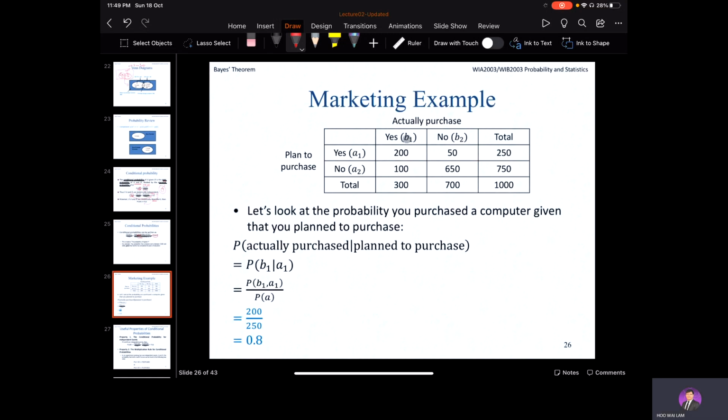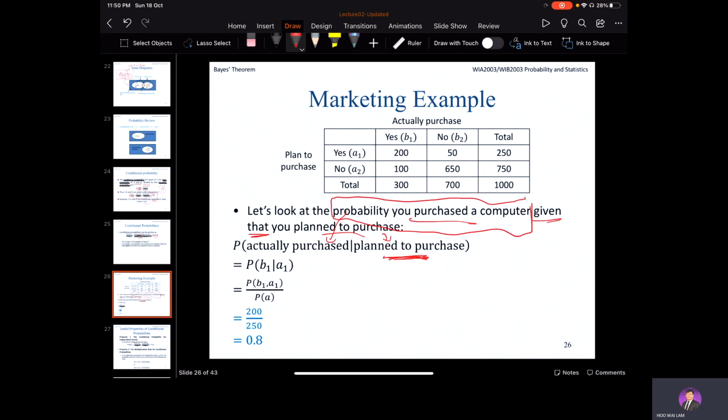Okay. So this one is still very fresh, right? For you to calculate the probability that you purchase a computer, given that you plan to purchase, "given that you plan to purchase" is some evidence, something that you already know is happening. So it's supposed to be behind, okay? Given that you plan to purchase, it's over here. And the probability that you actually purchase a computer, that is what you want to calculate. That's why it's in front over here.